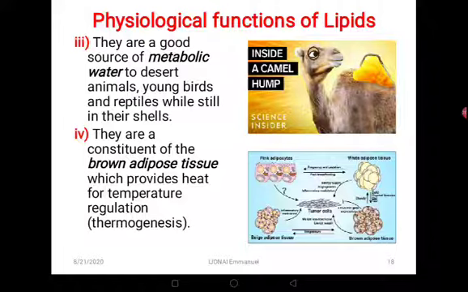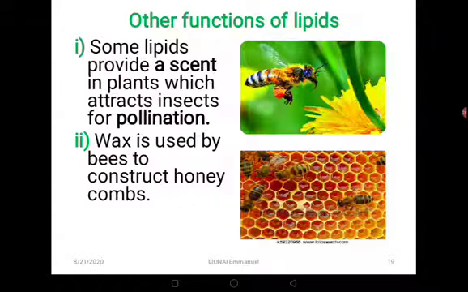They are also constituents of brown adipose tissue, which provides heat for temperature regulation or thermogenesis. We had mentioned about this earlier. Other functions of lipids include the following. Some lipids provide scent in plants, which attract insects for pollination. So you've probably seen some of the plants that have very good scent from their flowers, attracting insect pollinators. Yeah, that scent is always a derivative of a certain form of lipid.